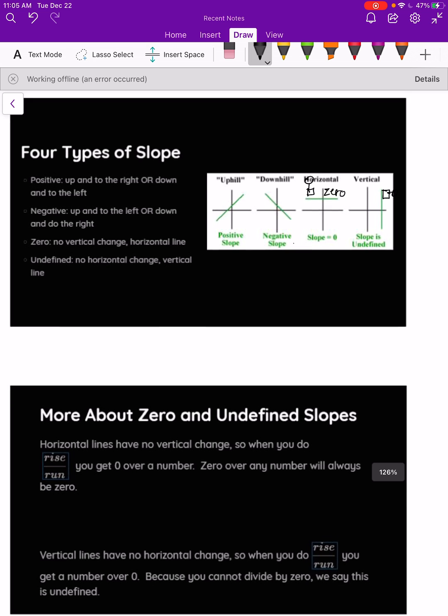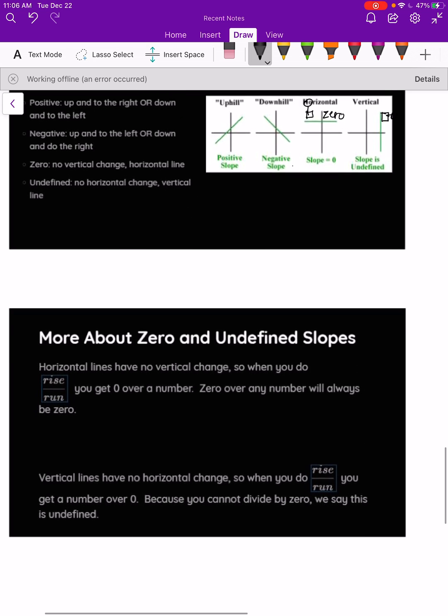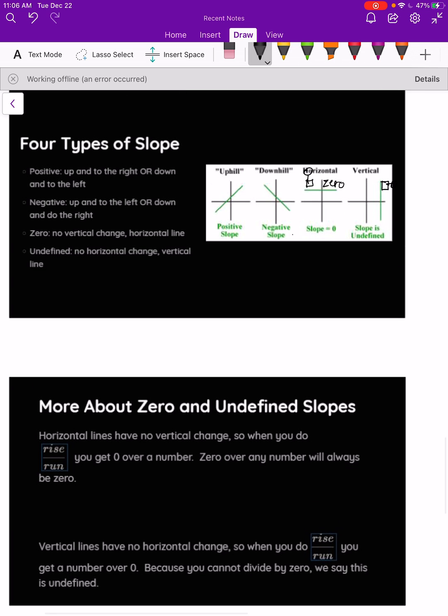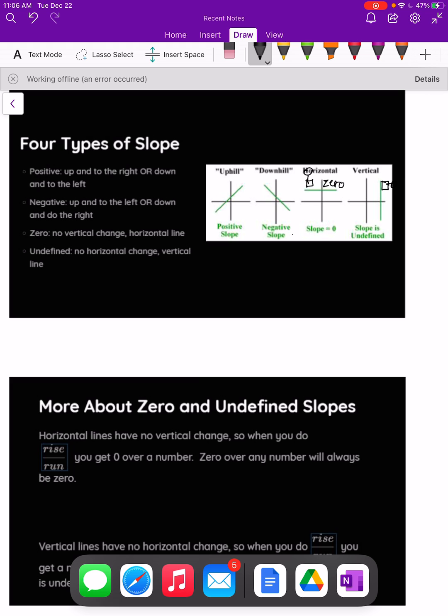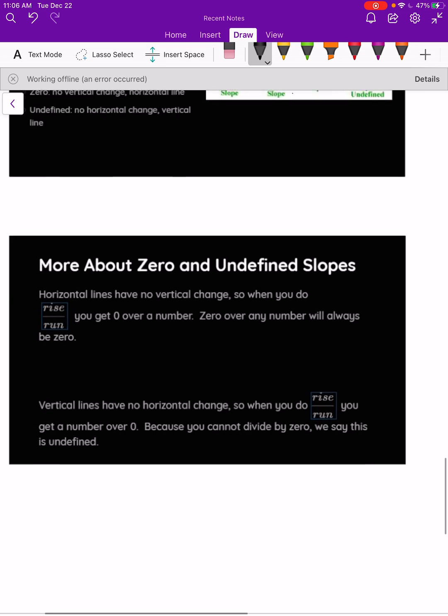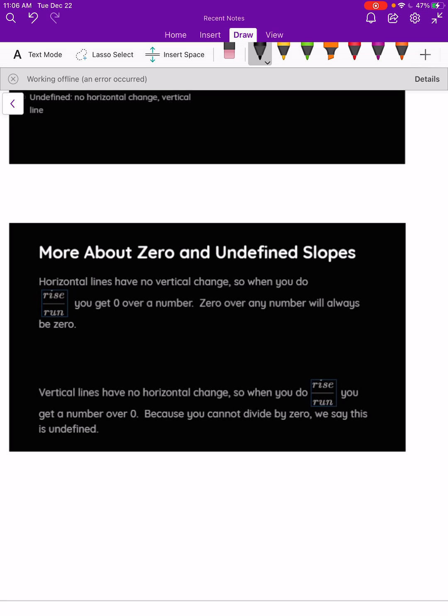So the slope is undefined. You guys know those four slopes. Let's talk more about the math behind them, because we really just talked about what those slopes will look like. A horizontal line has no vertical change, and when you do rise over run, you get 0 over a number. 0 over any number will always be 0.